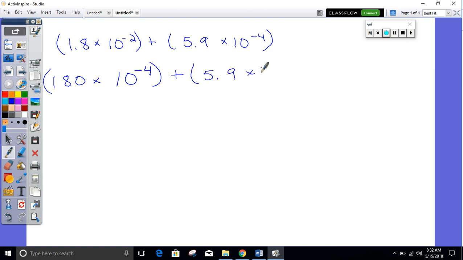So we have 180 times 10 to the negative 4th plus 5.9 times 10 to the negative 4th. So we add our first factors together. We have 185.9 times 10 to the negative 4th. Now I have to change that because that's not in proper scientific notation. If I move the decimal so that I have 1 digit to the left of the decimal place, what is my result? Violet.